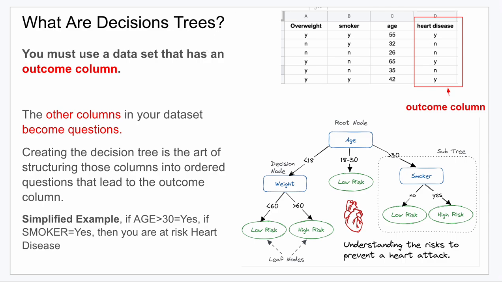And so you have to have an outcome column. That's what really makes it supervised learning: there's a labeled outcome column that we use to train our data. And then we hope that the tree would be able to make predictions on new data that you give to it. And so that's kind of how that works.